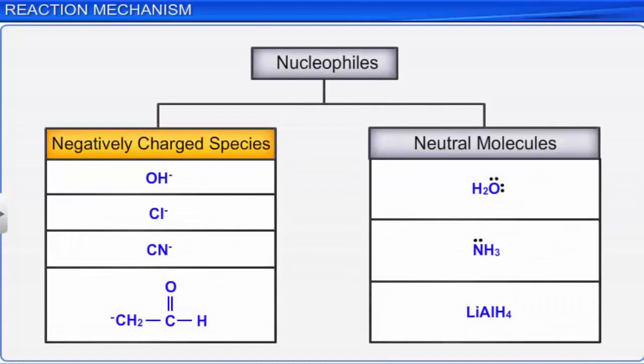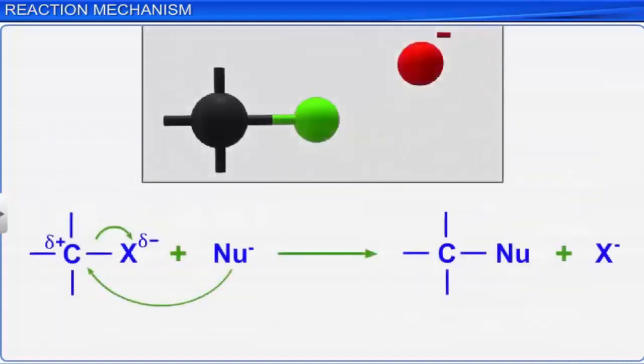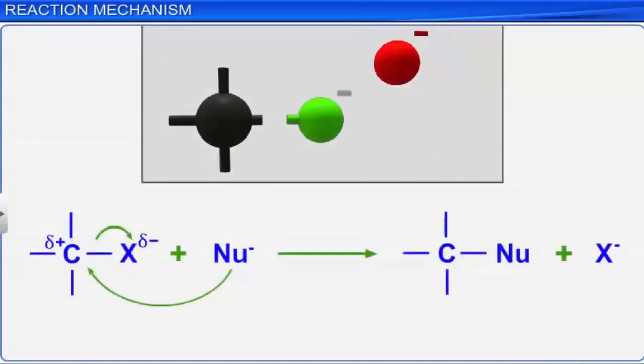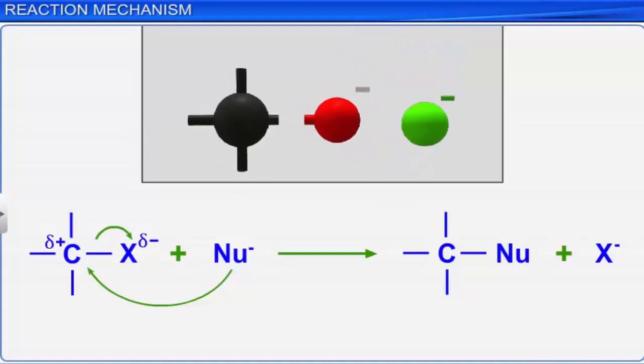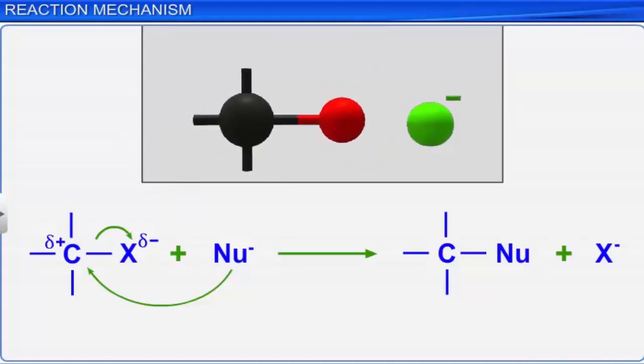Negatively charged species with lone pairs of electrons, such as hydroxide, chloride, cyanide ions, and carbanions, and molecules such as water, ammonia, and lithium aluminium hydride are some of the neutral nucleophiles. A reaction initiated by a nucleophile is called a nucleophilic reaction. Nucleophiles always attack the substrate molecule at the site of minimum electron density.